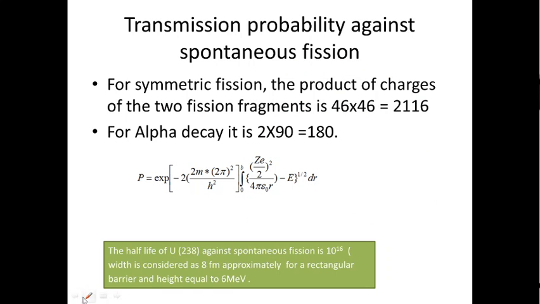Now let's see the transmission probability. Let's attack this problem from probability tunneling. Just as you had alpha tunneling, can we have fission fragment tunneling? Now what stops the fission from tunneling?